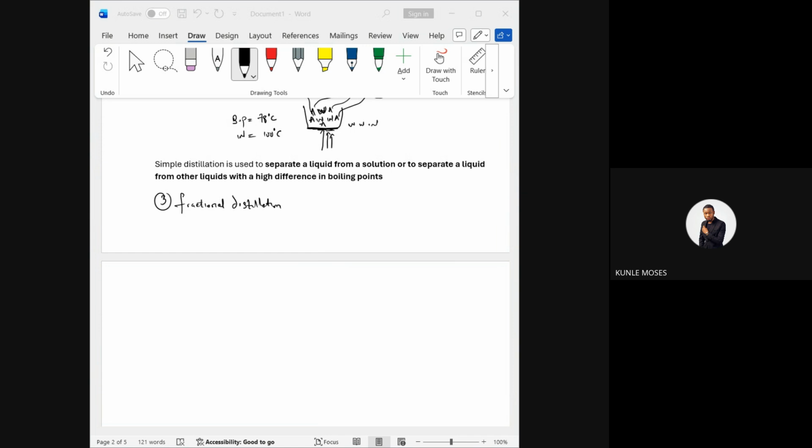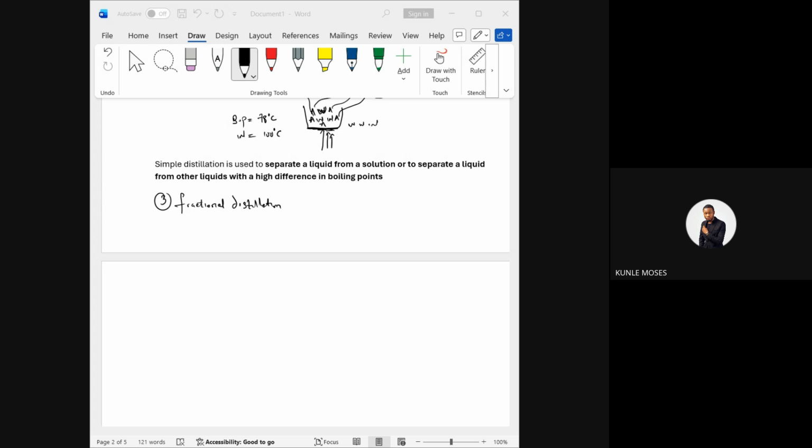Fractional distillation is used to separate two or more liquids with close boiling points. So the principle here is the boiling point. That's the principle we use here: a very close boiling point.